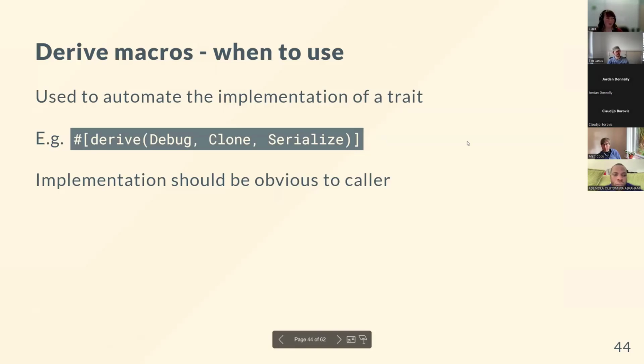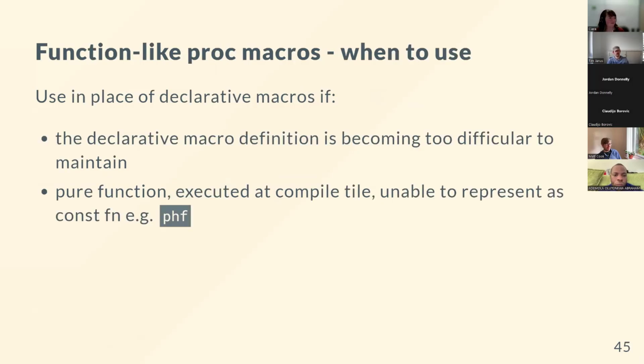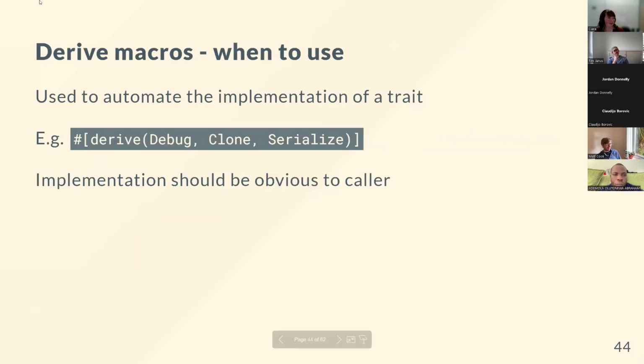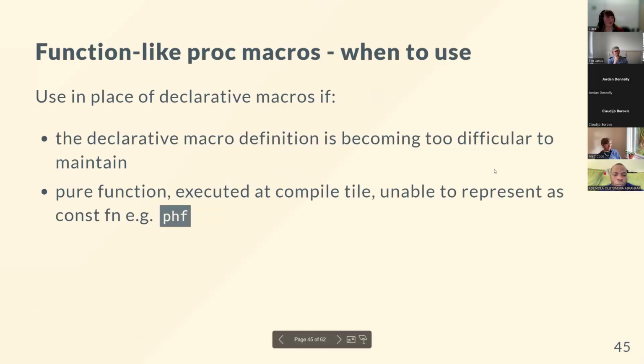In terms of when you use them, classic use is to automate the implementation of a trait. So I already mentioned Debug, Clone, Serialize is the other classic one. And the idea is that the implementation should be somewhat obvious to the caller. I wouldn't say super obvious, but it should behave how you expect it to behave. You shouldn't use macros to do tricks because you'll give yourself a headache very quickly. So this was talking about derive type macros specifically.